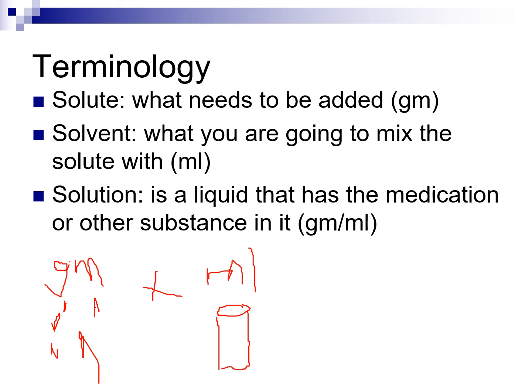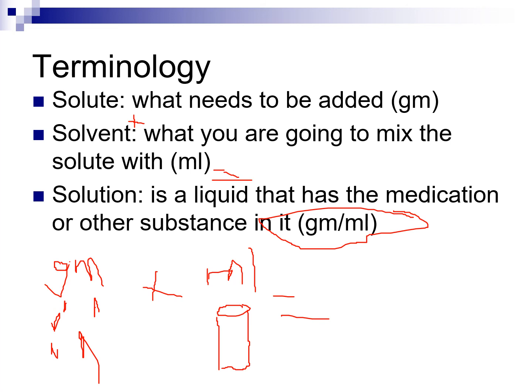So that is your cylinder, your solvent, whatever you're going to mix the solute with. Then that's going to give you your solution. So that's going to be your solution in the end. You're basically adding these two, and it's going to equal your solution, and that is in your grams per mil. I'm not going to write out the word solution because it's going to take me forever. So your solute plus your solvent equals your solution.